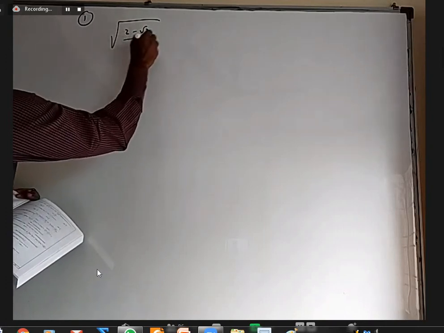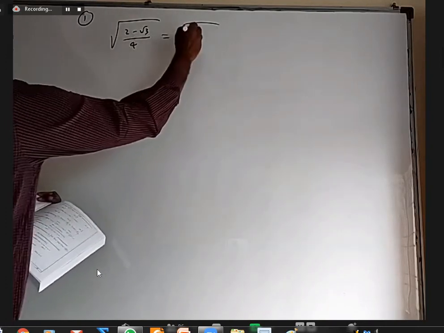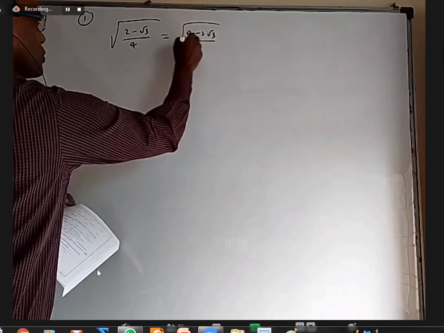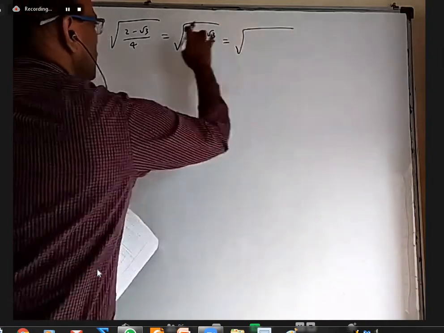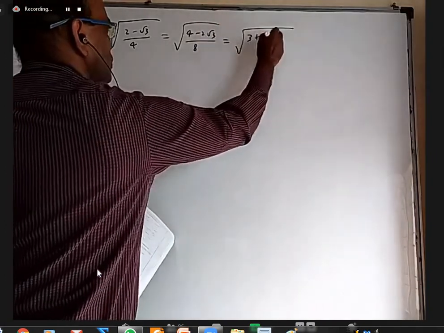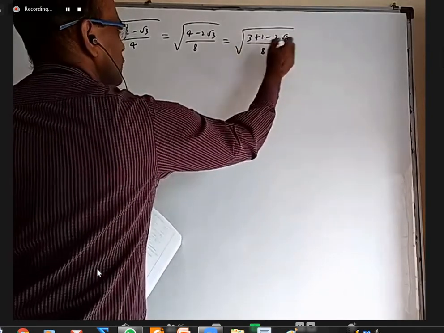I think each one of the values we know there. Somebody may say, what is this root of 2 minus root 3 by 4? We don't know. 2 minus root 3 by 4, you can multiply 2, divide with 2 and write 4 minus 2 root 3 by 8.